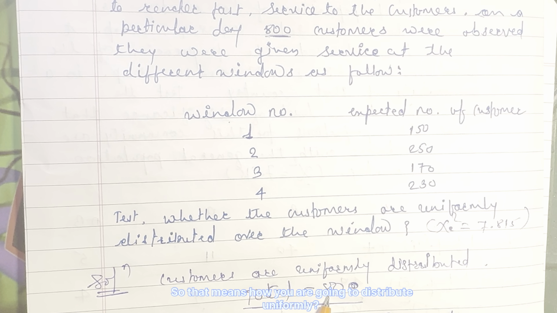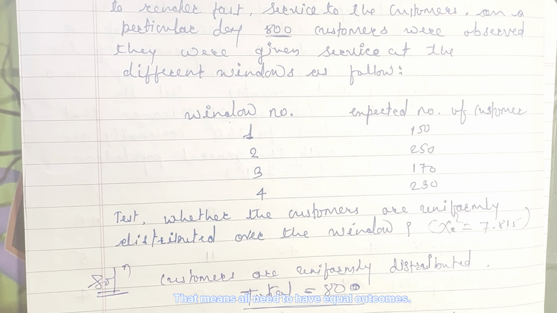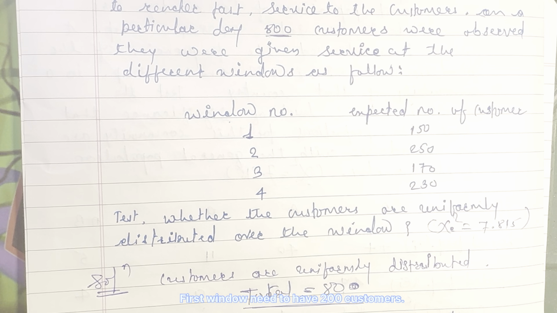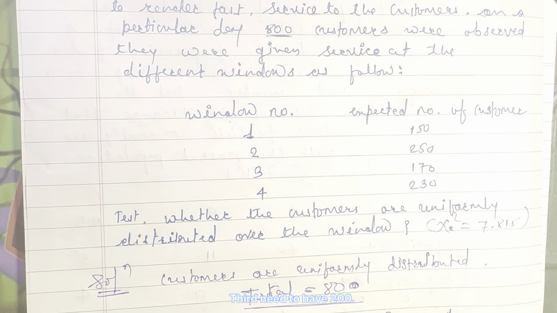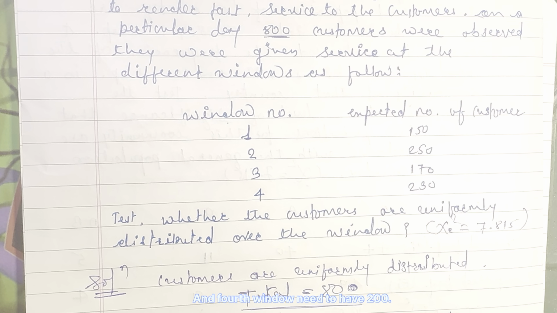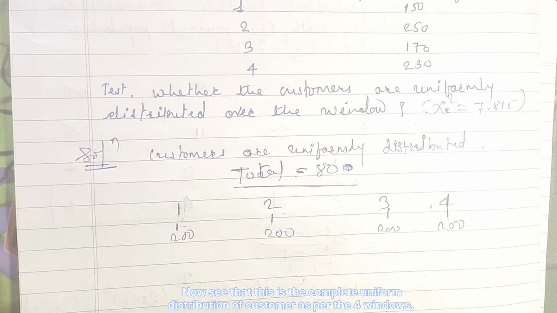Okay, so that means how you're going to distribute uniformly, that means all need to have equal outcomes. First window needs to have 200 customers, second window 200, third window 200, and fourth window 200. Now see that this is the complete uniform distribution of customers as per the 4 windows.